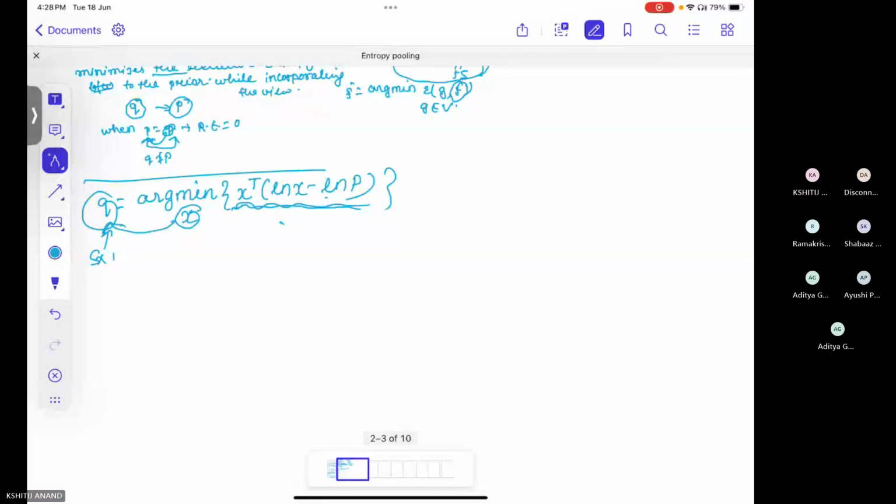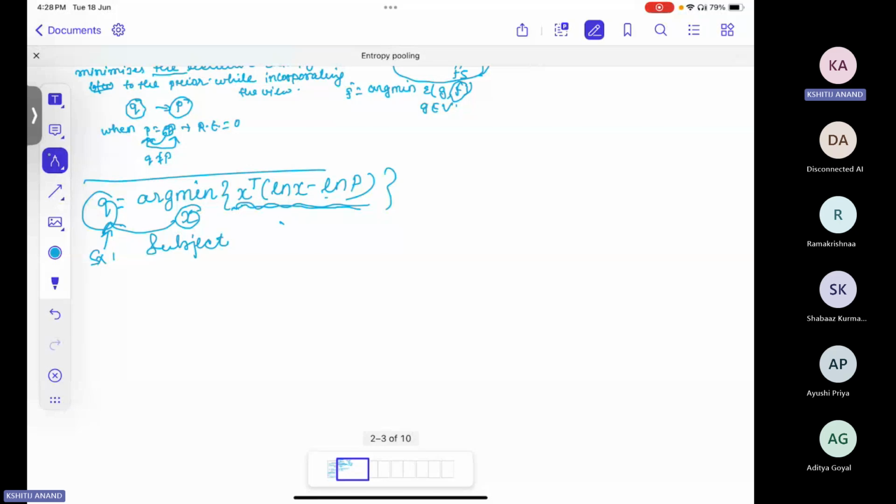Now, suppose you have given some view. That view can be satisfied by many matrices X, okay, got it?